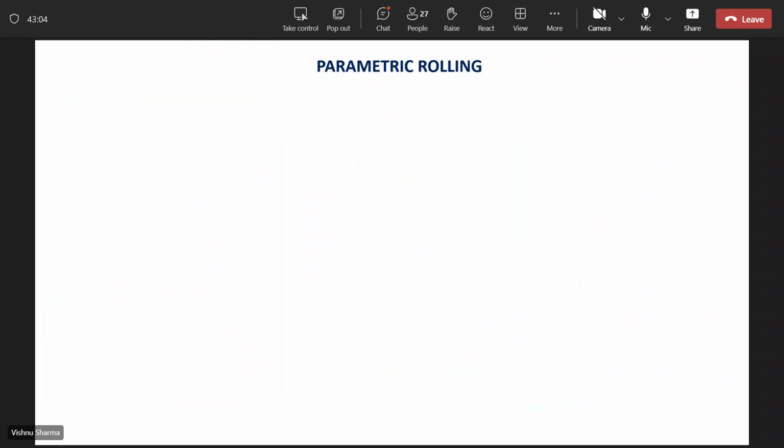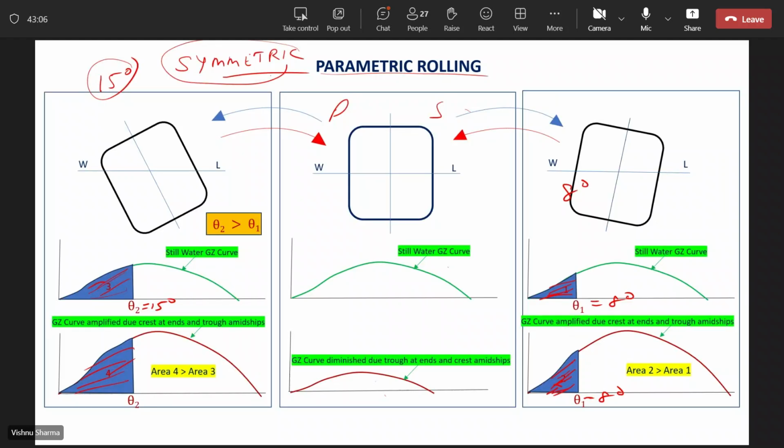Excuse me, sir. Yeah, tell me, beta. Sir, in the beginning of the discussion, you mentioned that it is mostly experienced on container vessels, but it is experienced on ships which have a high degree of flare at the ends, right? Yes, correct. Because then the area change will be much more, beta, with the waves.